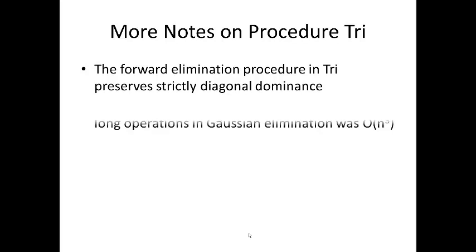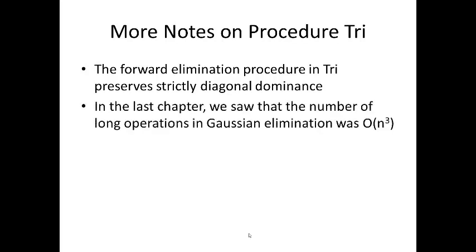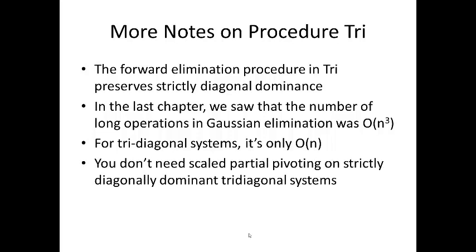In the last chapter, we saw that the number of long operations in Gaussian elimination was O of n cubed, but for these tridiagonals, it's only O of n. And another great thing with the tridiagonal systems is you don't need the scaled partial pivoting on strictly diagonally dominant tridiagonal systems. This means it's a real win for us. We've gone from O of n cubed down to O of n.